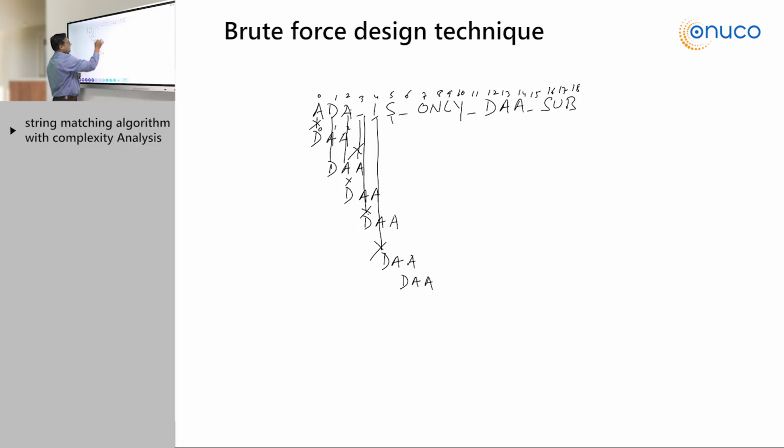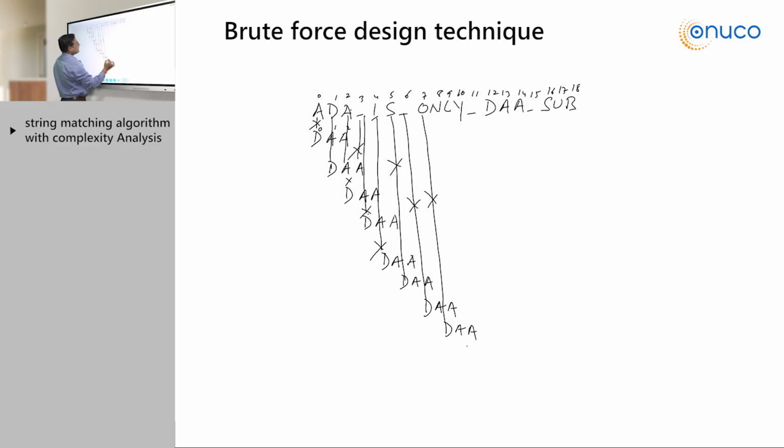Is S and D matching? No, it's not matching. So again we are shifting towards right. Look, underscore and D, is it matching? No, the pattern shifts towards right. D and O is matching? No. Similarly, what will happen? The pattern will shift towards right.